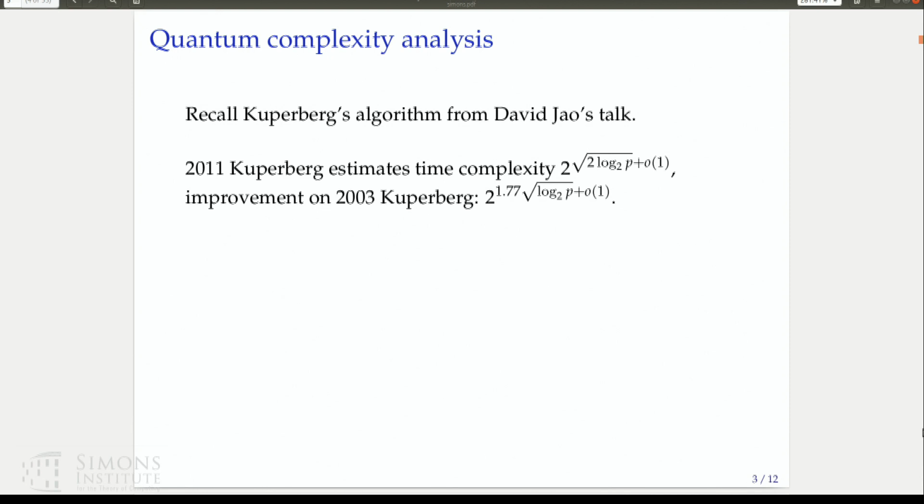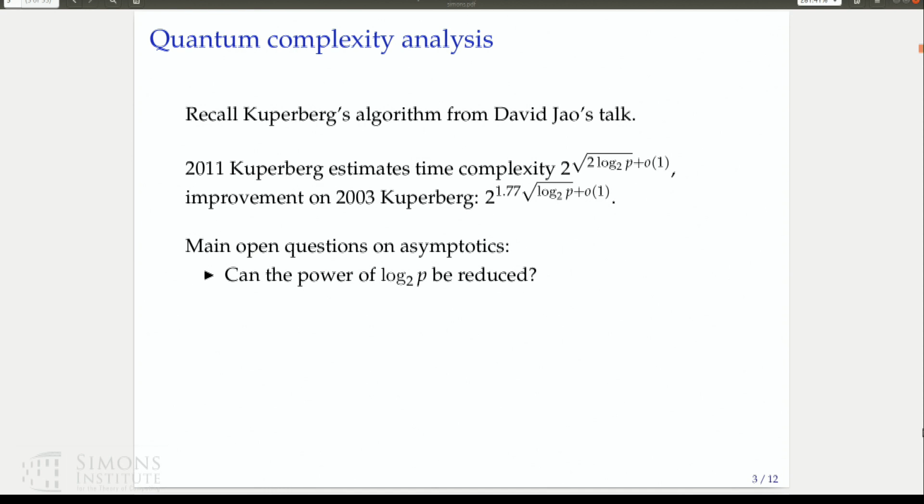So I'm already going to throw some open questions at you to solve. So the main open questions on this asymptotic complexity. Of course, the absolute golden goal is, can you reduce the power of log 2p? So can you turn this square root into a cube root or something like that? Can you make it more super polynomial rather than a sub-exponential algorithm? OK, so maybe that's a little bit too much to ask because there hasn't been an improvement in that recently, and this is a fundamental idea. But if you can, then that's awesome, and please go ahead and do it.